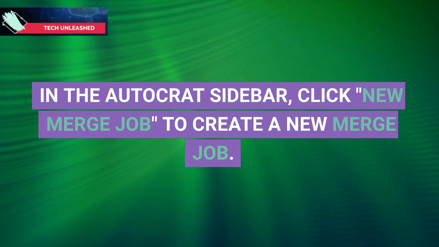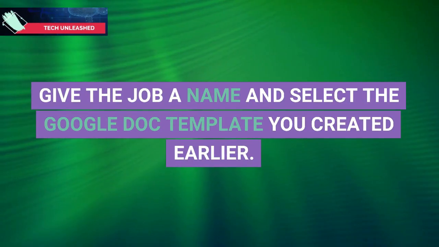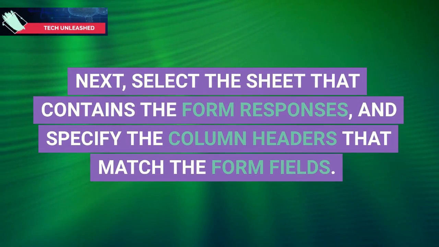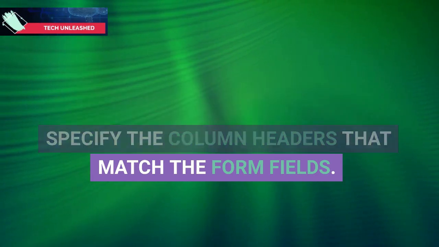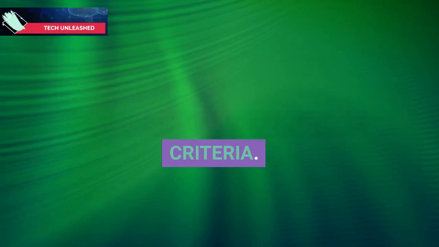In the Autocrat sidebar, click New Merge Job to create a new merge job. Give the job a name and select the Google Doc template you created earlier. Next, select the sheet that contains the form responses, and specify the column headers that match the form fields. You can also choose to filter the responses based on certain criteria.